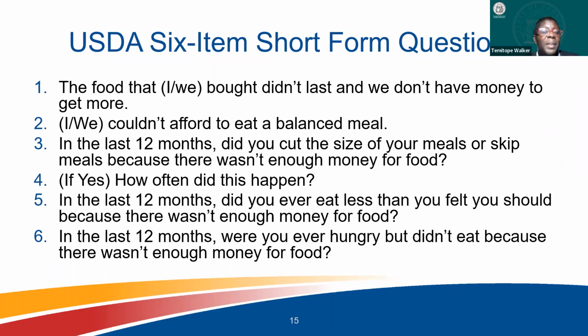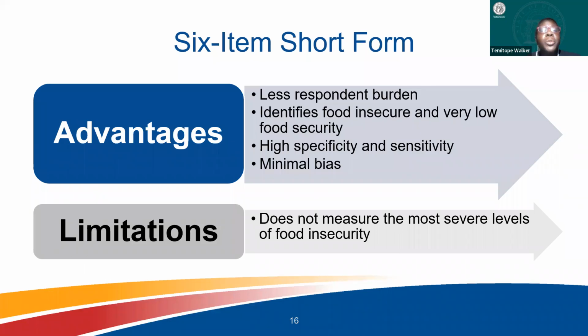Next slide. So the USDA 6-item short form survey module has 6 questions for respondents to answer. And also it has its advantages and disadvantages. The advantages, of course, include that there's certainly less burden than the 18 or the 10. It identifies food insecurity and very low food security. There's a high specificity and sensitivity, and there's minimal bias. The limits, of course, include that it does not measure the severity of those levels of food insecurity.